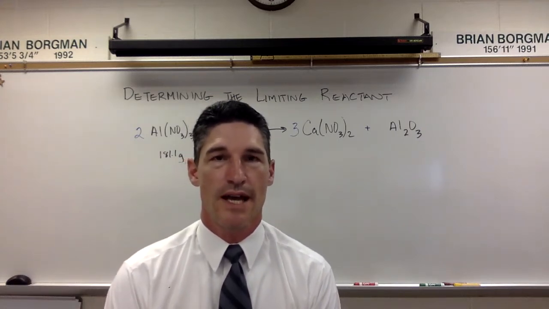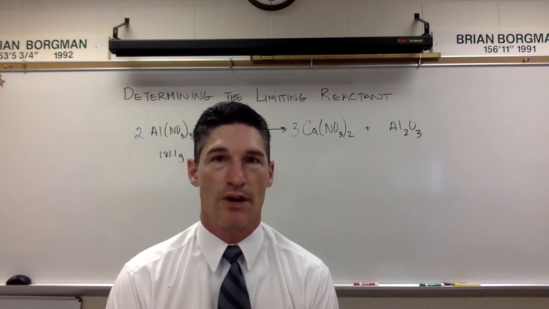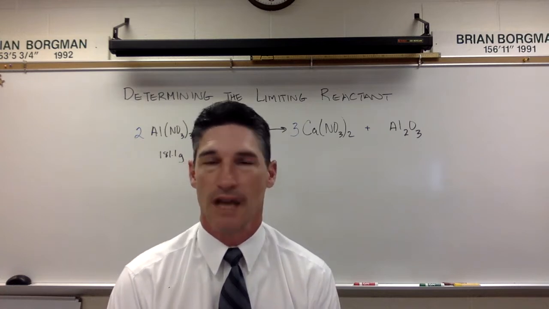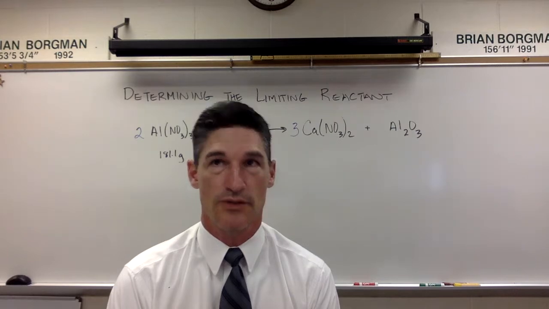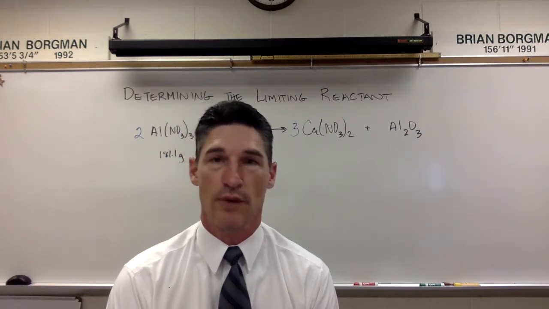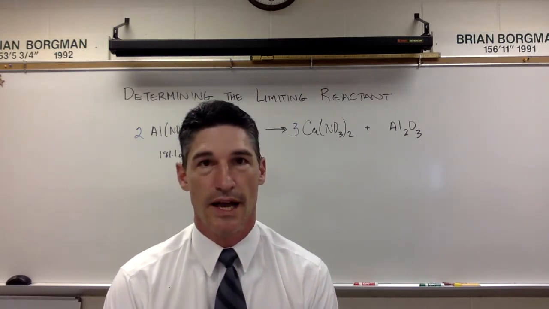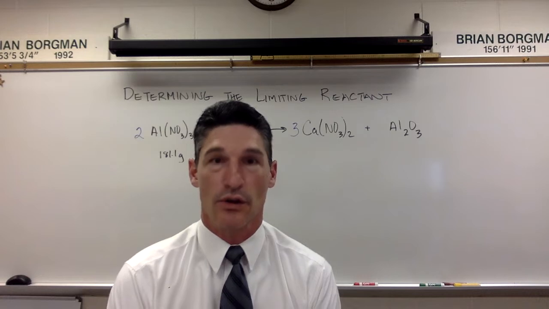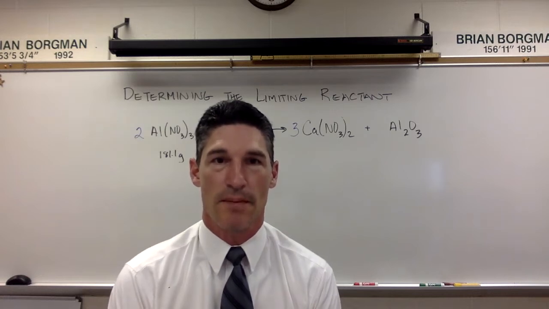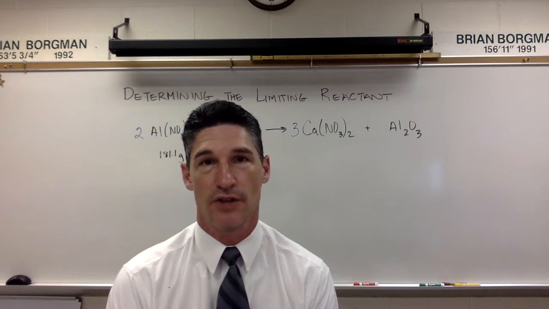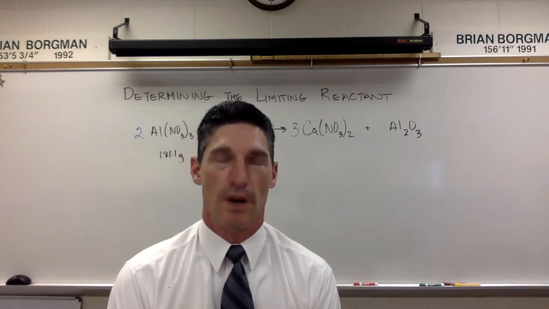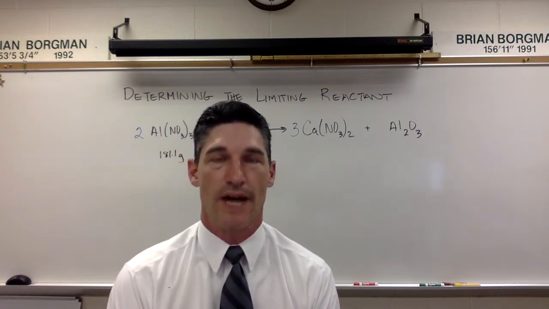So if you had 10 graham crackers, 20 marshmallows, and 30 pieces of chocolate, how many s'mores could you make? Well, if the ratio is 2 to 1 to 1, and I only have 10 graham crackers, then the graham crackers are going to run out first. So I'm going to make 5 s'mores, and I'm going to have a lot of marshmallows and a lot of chocolate left over. So the graham crackers were the limiting reactant. They were the thing that ran out first.